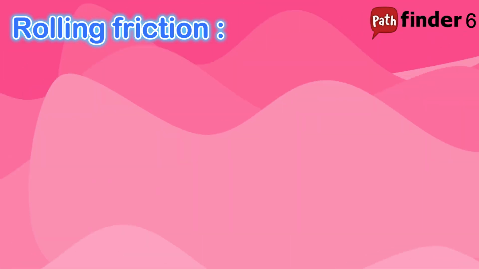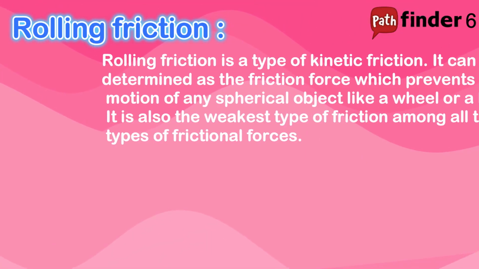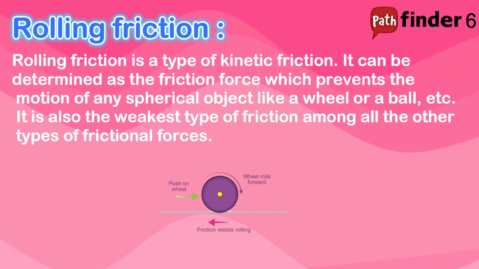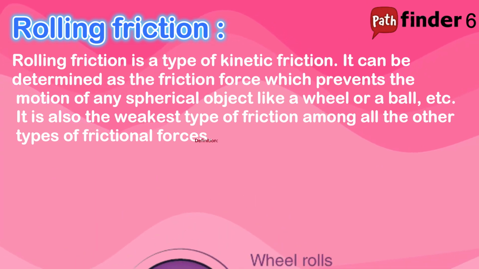Rolling friction. Rolling friction is a type of kinetic friction. It can be determined as the friction force which prevents the motion of any spherical object like a wheel or a ball, etc. It is also the weakest type of friction among all the other types of frictional forces.